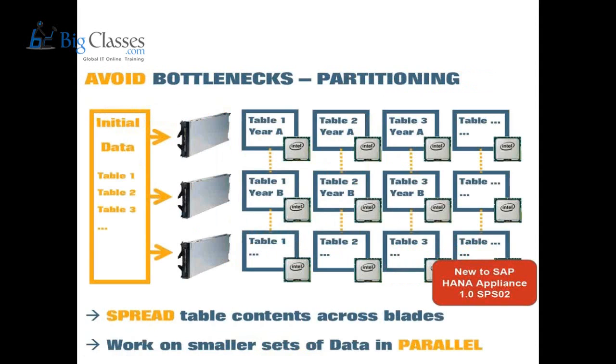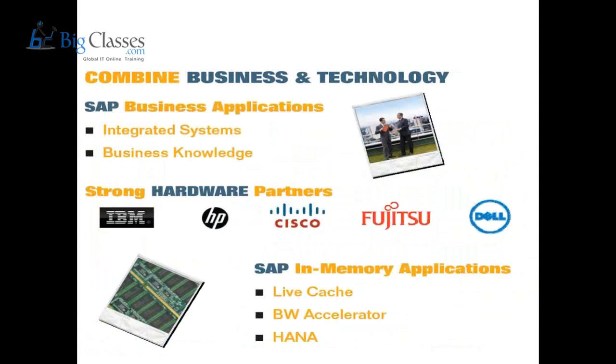And multiple cores spread the table content across the blades to work on smaller sets of data in parallel. So if you hit a query on the SAP HANA database, the HANA system has something called an SQL parser, which breaks this query into subqueries and executes them on multiple blades, so that it gets executed pretty fast, and the calculations are done in parallel, and the result is given to you.